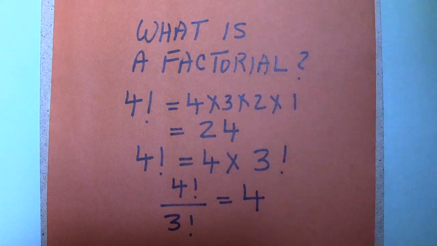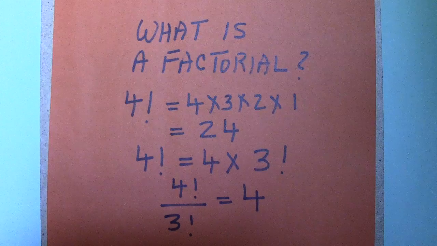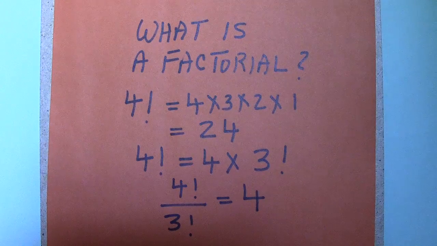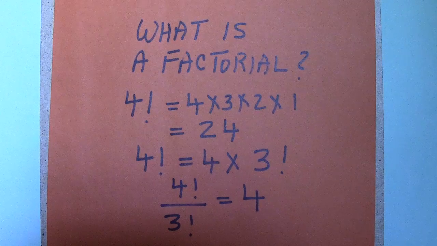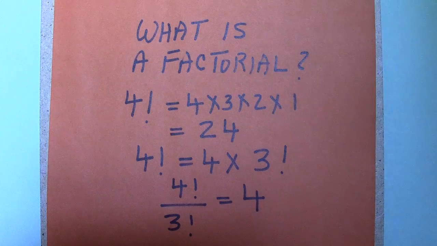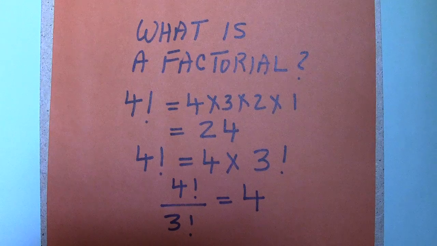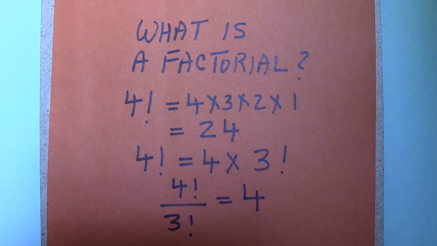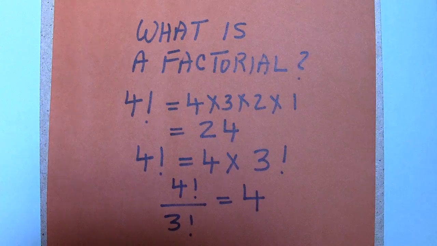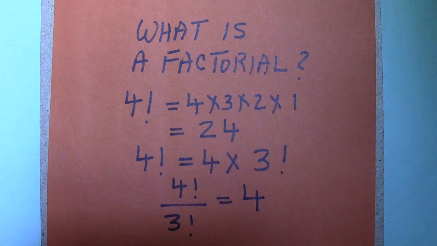What is a factorial? The factorial of a non-negative integer is a product of that integer and all the integers below it. So factorial 4 is a product of 4 and all the integers below it. So factorial 4 is 4 times 3 times 2 times 1, or 24.